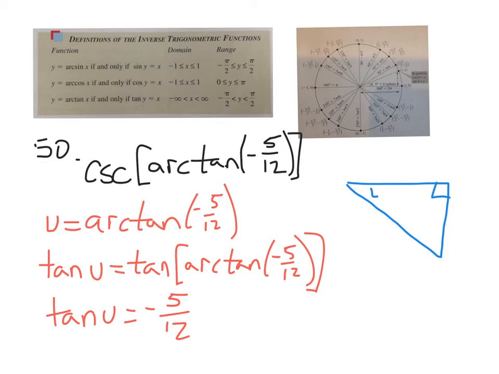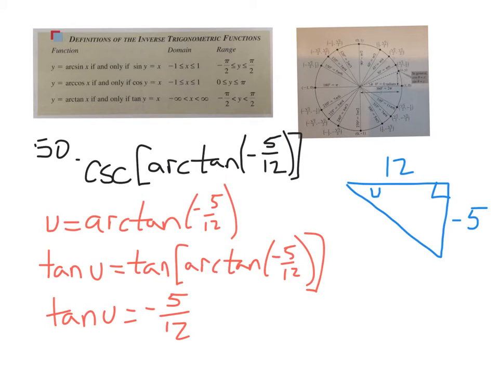Okay, and this is our u. And so then remember that tangent is opposite over adjacent. So then we're going to say, since we're down in the fourth quadrant, that makes this negative 5 and this 12. Okay, and we're just writing it that way so that we have our signs correct for when we take the cosecant of all of this.